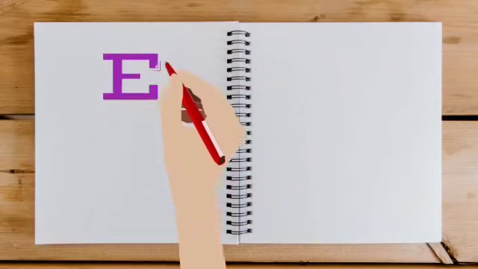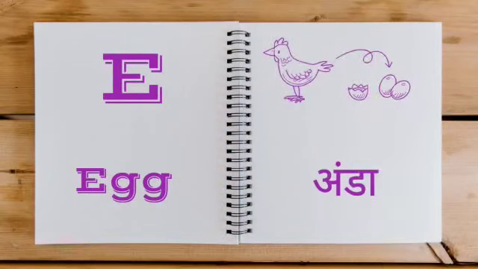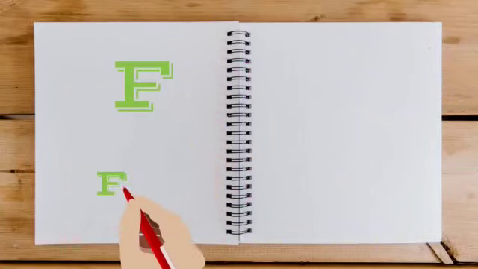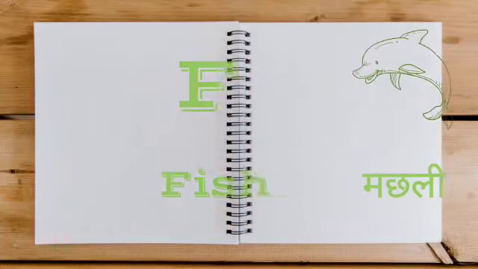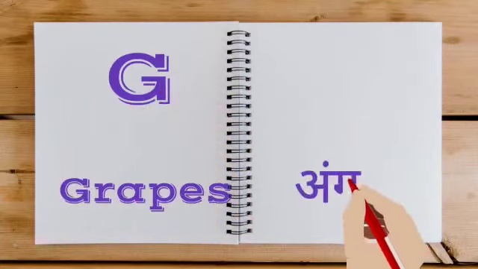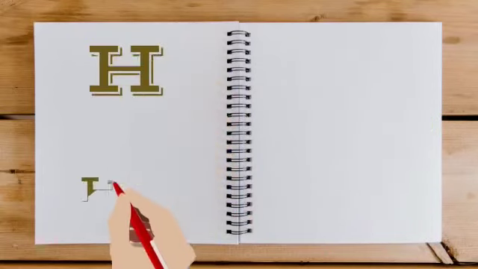E for egg. Egg means anda. F for fish. Fish means machli. G for grapes. Grapes means angur. H for hen. Hen means murgi.